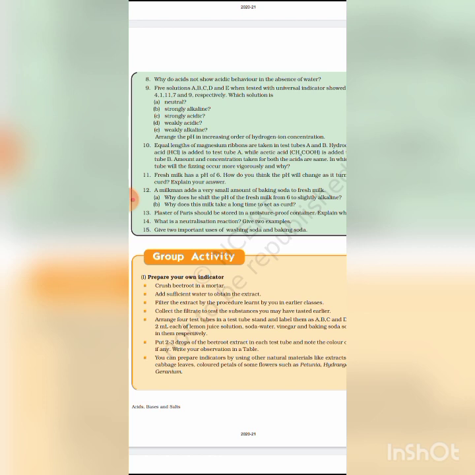Student, now we discuss some important conceptual questions, such as how do you identify an acid? Student, acids have a sour taste and acids turn blue litmus red. So we can identify an acid. Student, a common acid which is used in cooking, we all know that, is vinegar. Okay, that is acetic acid.